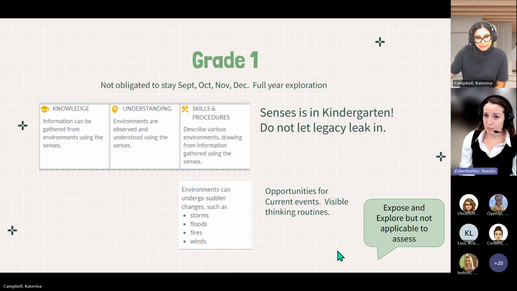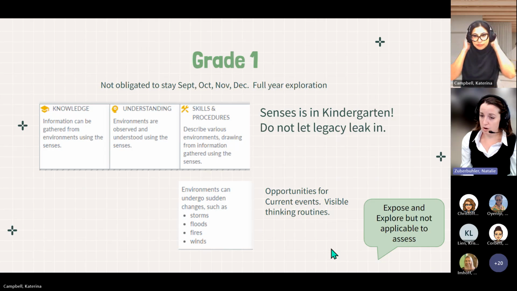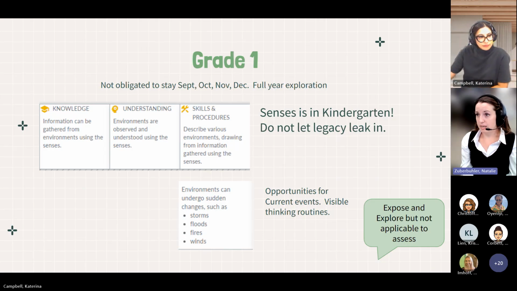Just take a peek at grade 1. Once again, you're not obligated to just do Earth Systems September, October, November, December, because our seasons change throughout the year. So we have an opportunity to carry on and extend our Earth systems as we see fit.